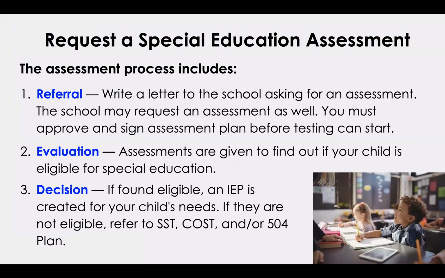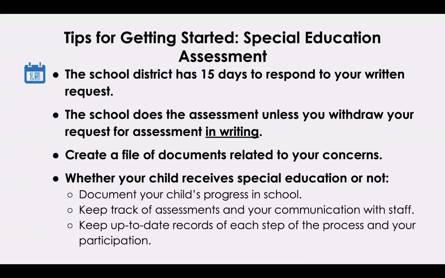The assessment process, once you request a special education assessment, includes first the referral stage, when you write a letter to the school asking for an assessment. Then the school may request an assessment as well. You must approve and sign the assessment plan before testing can start. Then is the evaluation stage, where assessments are given to find out if your child's eligible for special education. And then comes the decision-making step. If your child's found eligible, an IEP is then created for your child's needs. If they're not eligible, you can refer to an SST, COST, or a 504 plan for support.